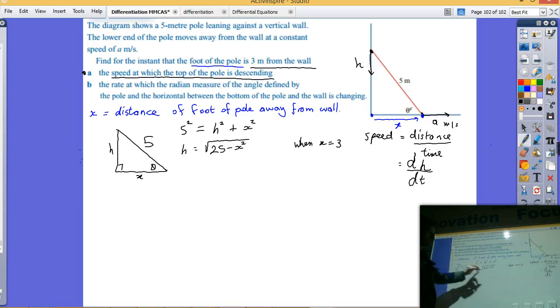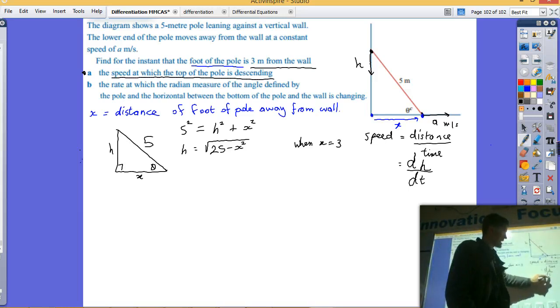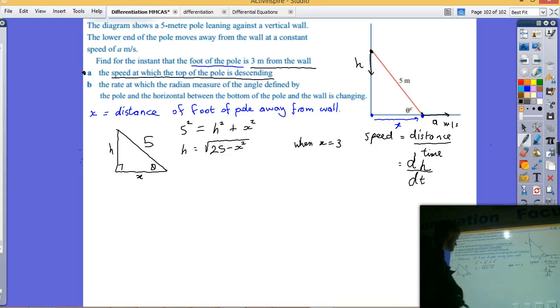Let's see, if this is what we're after, dH dt, and we have a function of h with respect to x, then we have to note down via chain rule how all these rates are going to interact, how they're going to connect. So I'm after a dH dt.